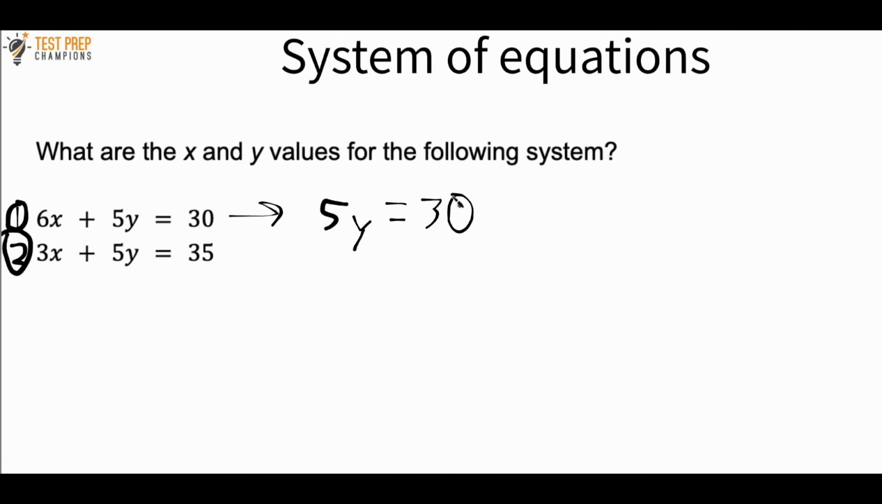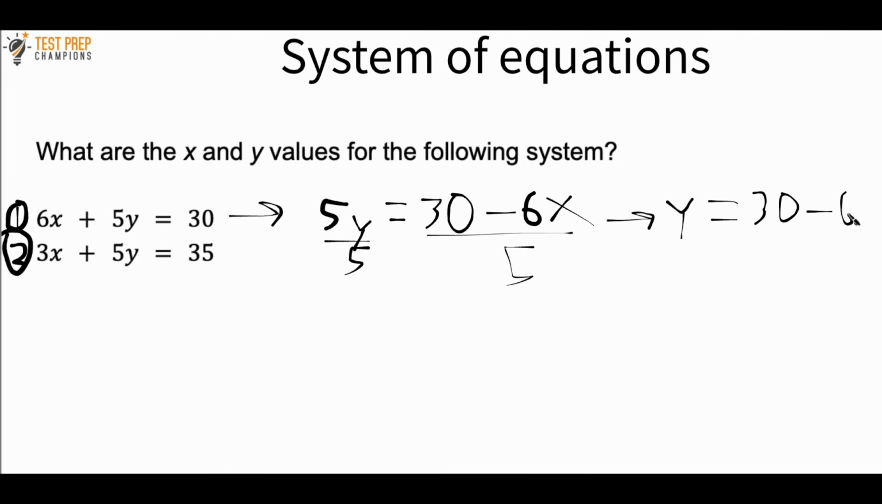But what I'm doing here is starting with equation 1 and solving it for y. So let me subtract 6x from both sides of equation 1. That gives me 5y equals 30 minus 6x. Now what I want to do is divide both sides by 5. When I do that, I get y equals (30 minus 6x) over 5. And I'm just going to leave it like this.